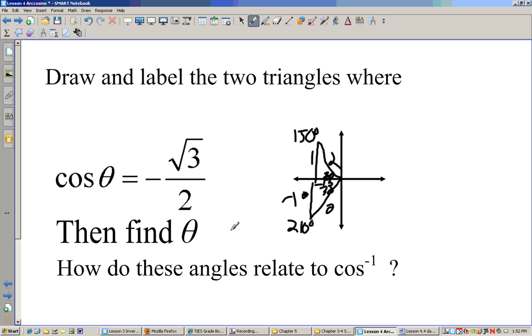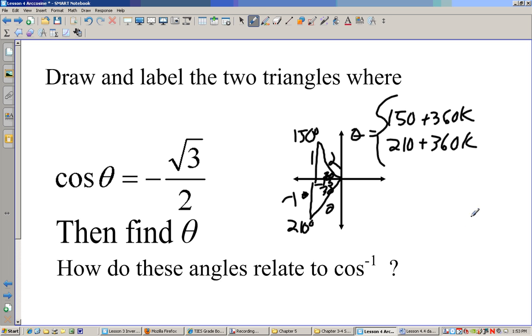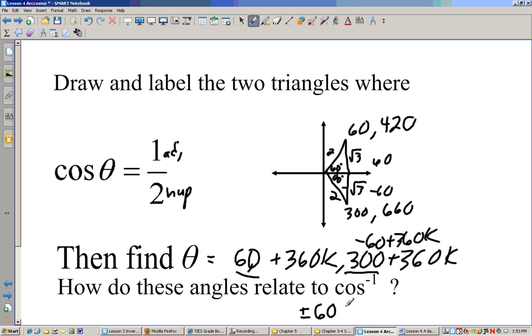So if we look at this, we'll have 150 plus 360k, and we'll have 210 plus 360k. Those are our values for theta. Now, how does this relate to inverse cosine? So the inverse cosine would just be 150. Notice that's 150, and that's 150. So I could write the second one as negative 150 plus 360k, because negative 150 is coterminal with 210. So I could write this as plus or minus 150 plus 360k. Just like on my previous problem, I could write this plus or minus 60 plus 360k.